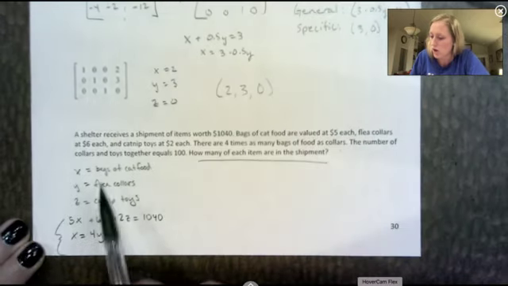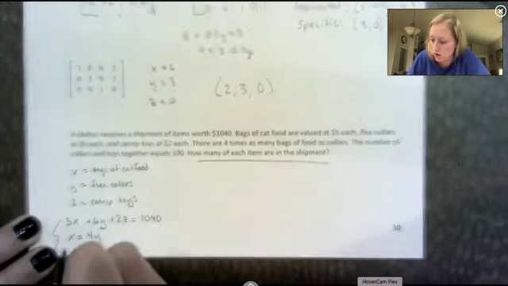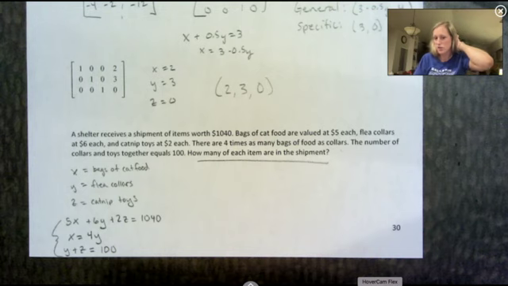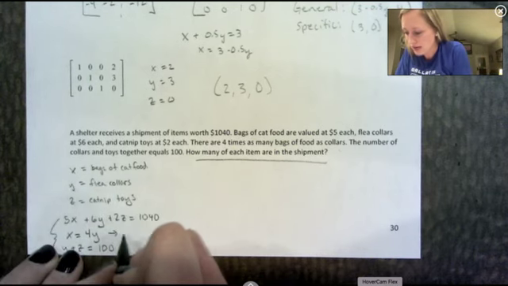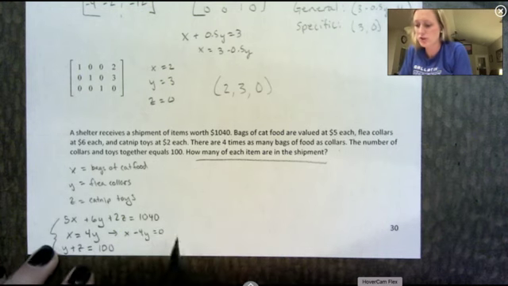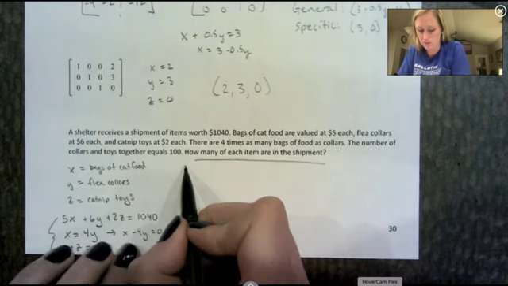The number of collars and toys together equals 100. So toys and collars are Y and Z. And total, there are 100 items. So there I have 3 equations and 3 unknowns. I'm going to rewrite this one as X minus 4Y equals 0, just so that I have it in that form for writing an augmented matrix.